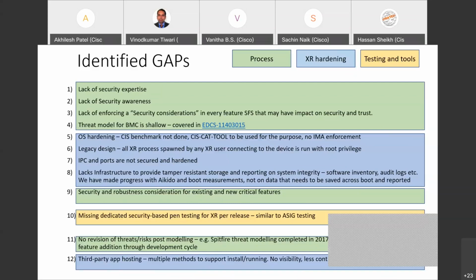In testing and tools, the important drawback we see is that there is no penetration test done in XR per release today, which is done by the ASIG team.